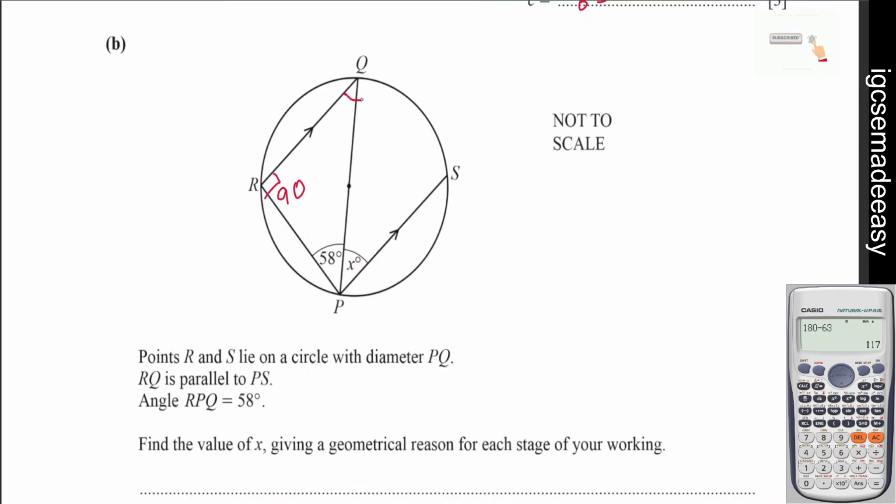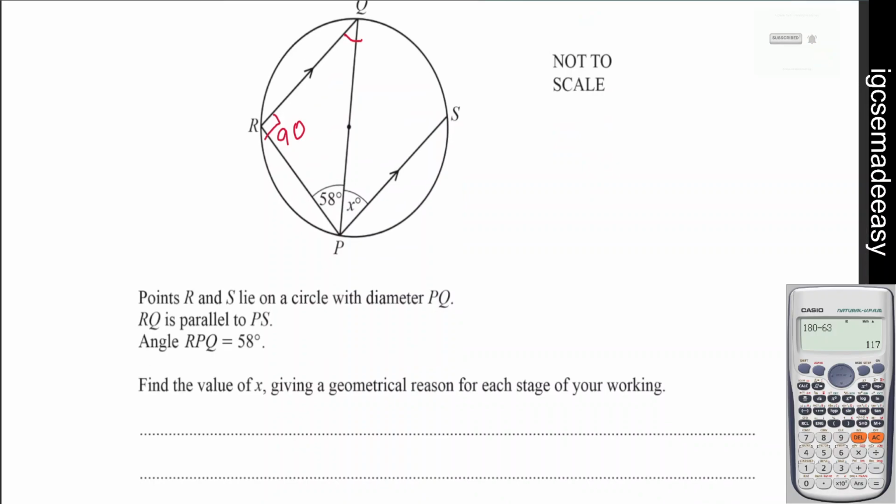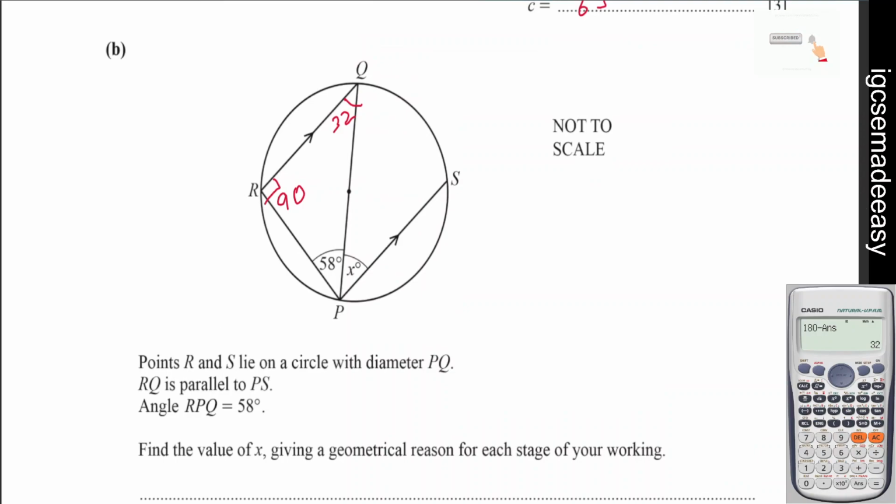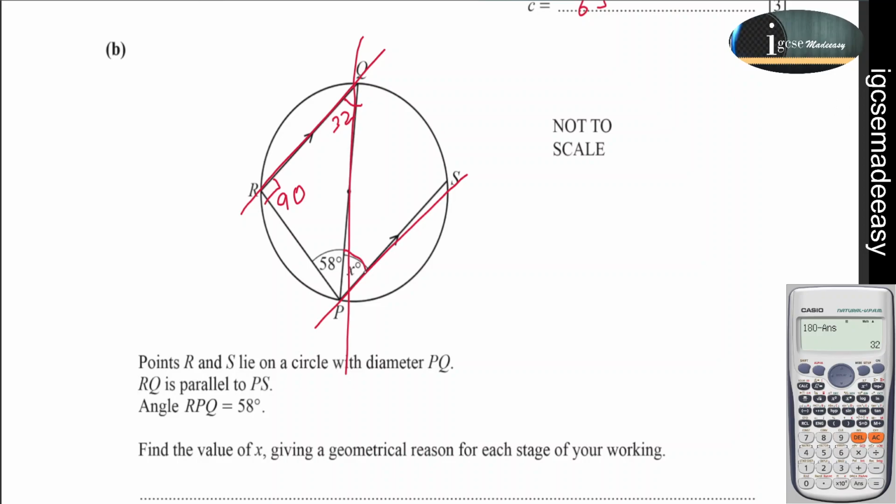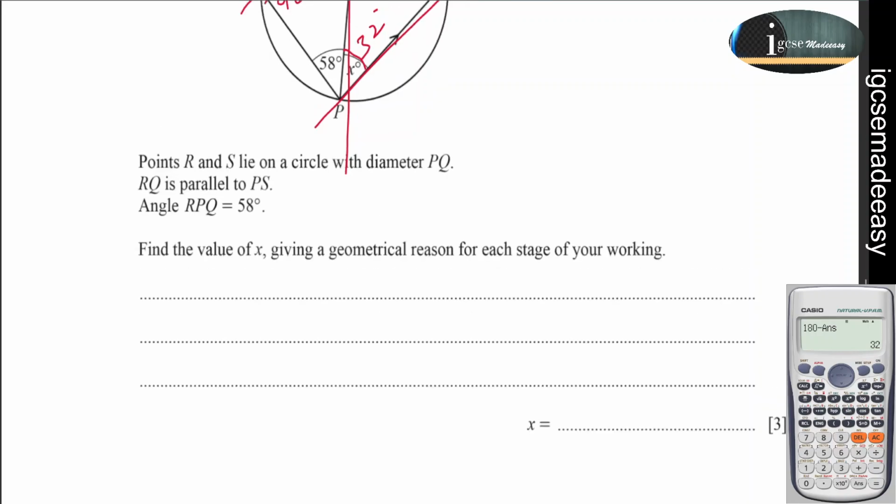If this is 90, what is this angle? 180 minus 90 plus 58, the answer gives you 32. So this angle will be 32 degrees. So if this angle is 32, this angle will also be equal to 32, because these two lines are parallel and this is a transversal line. So this angle and this angle will be equal to 32. Angle X is 32 degrees.